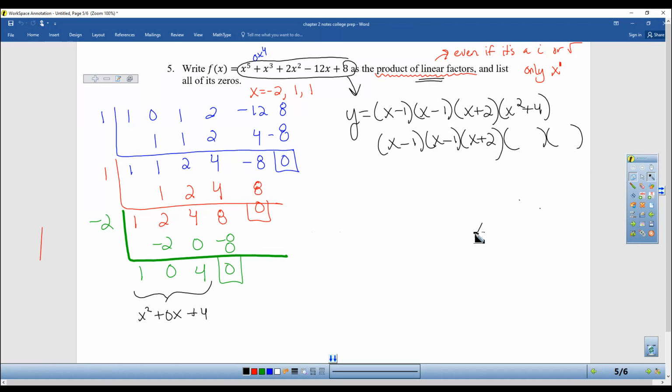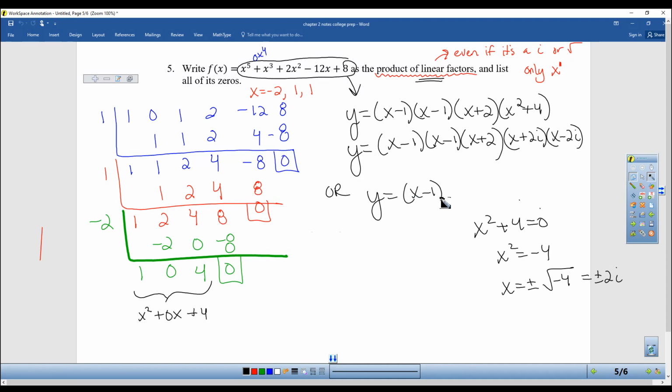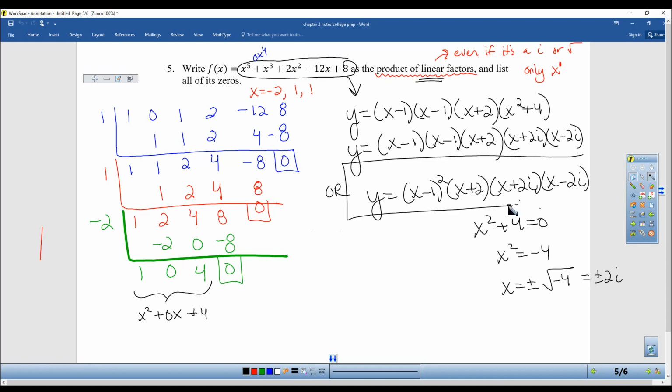Remember, factors are related to zeros. So set it equal to 0. X squared is equal to negative 4. X is equal to plus or minus the square root of negative 4. Which is plus or minus 2i. So x plus 2i and x minus 2i. And that's your answer. Or you may write this with a square. Both of them are acceptable. But this is a little bit strange, and we won't normally do this, but it's good to be able to understand different sets of directions. The order of any of these factors does not matter.